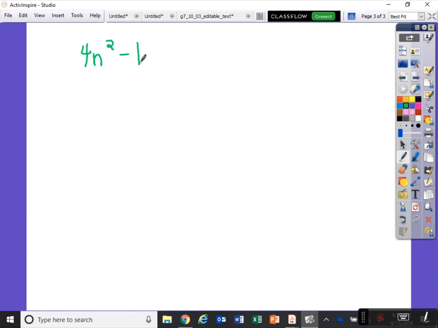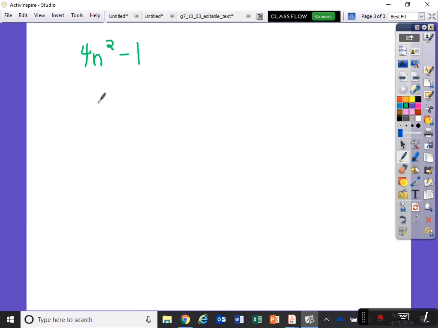So what is the coefficient here? 4. And is 4 a perfect square? Yes. Is 1 a perfect square? Yeah. Is this a difference? There's still a subtraction sign, guys. That's a plus sign, can't you see? So, is this still a difference of two squares? Yes, it fits all of the criteria.